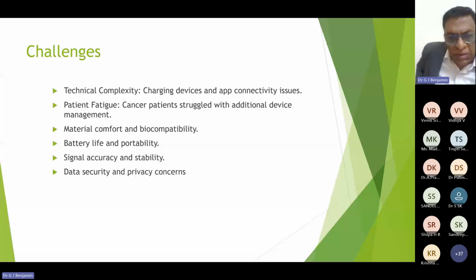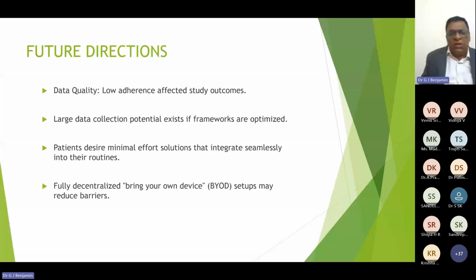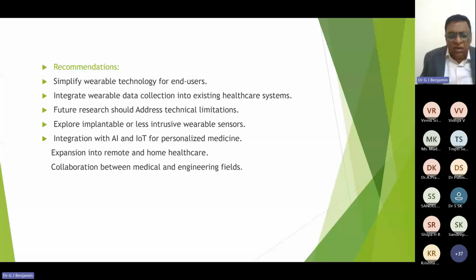Large data collection, potential exists, and a framework is needed. I mean, if you have a framework, the large data that can be collected can be optimized. Patients desire minimal effort solutions that integrate seamlessly into their routines. Fully decentralized, bring your own device setups may reduce the barrier. Bring your own device means whatever is supposed to be worn by that patient, if it is made and given to him, he can use it.